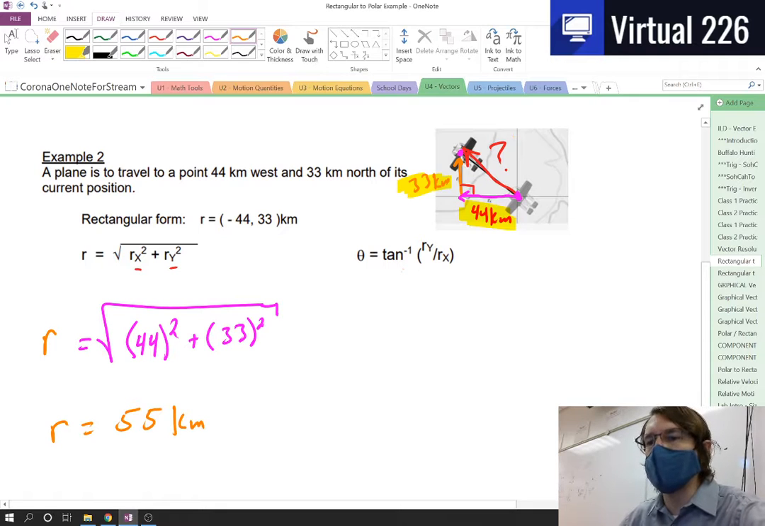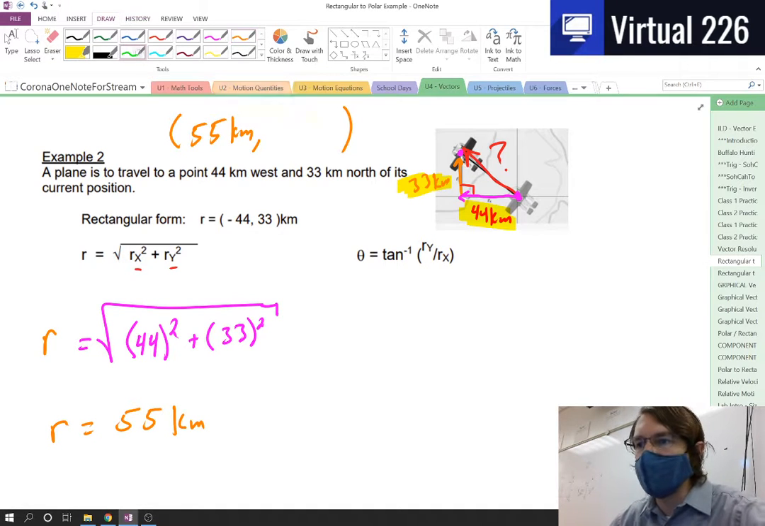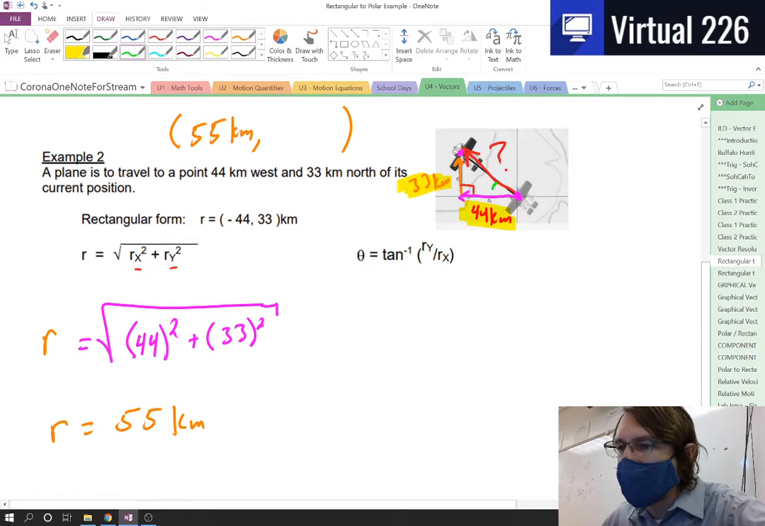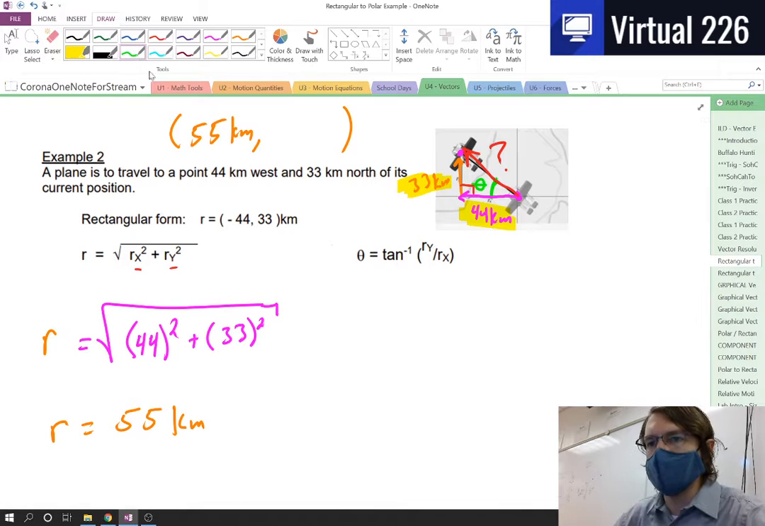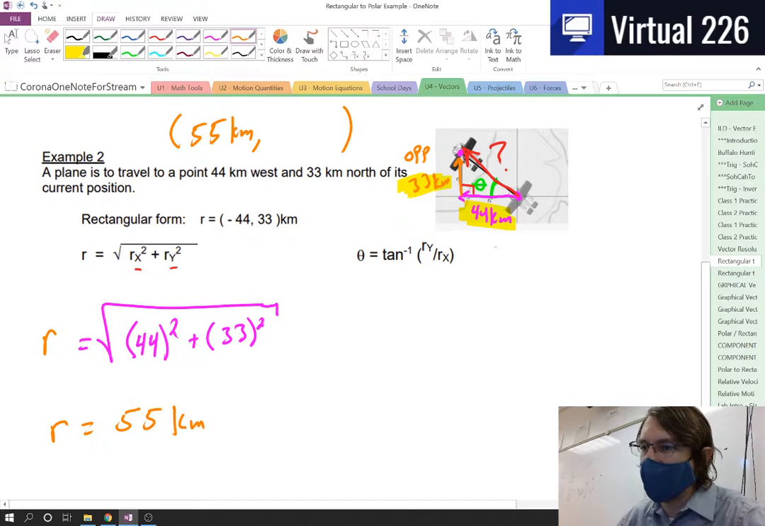Okay? So if we wanted to write this out in polar notation, what we have so far is 55 kilometers, comma, and now we need to get this position. We need to get the position angle. We need to figure that out. So what we can do is this. Let's figure out this green angle on the inside first. So I know I can use arctangent for this because what I have here is the opposite side and the adjacent if I labeled my triangles.